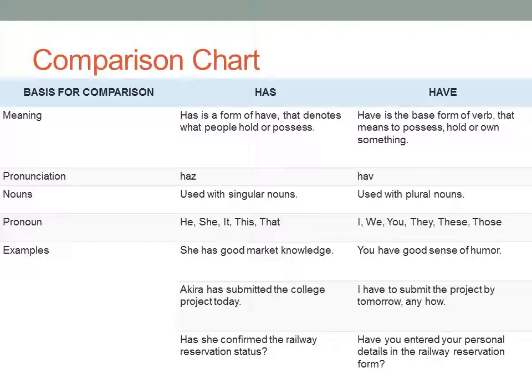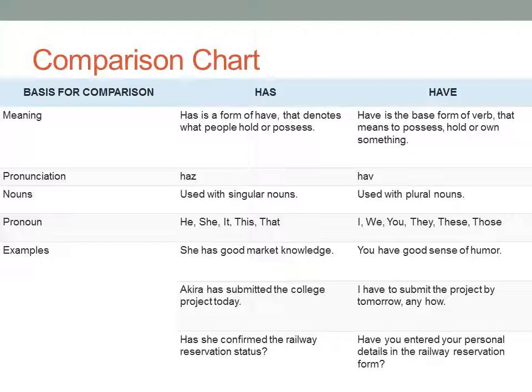Now, what are the pronouns which we use with has? He, she, it, this and that. And the other pronouns, I, we, you, they, these and those, we use with have.